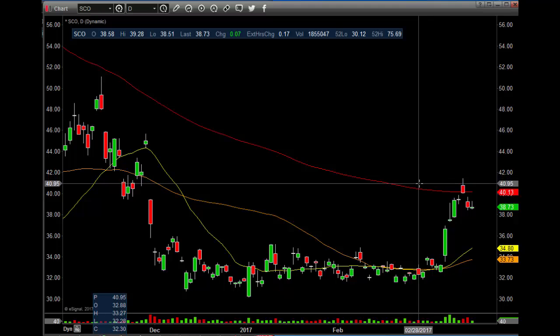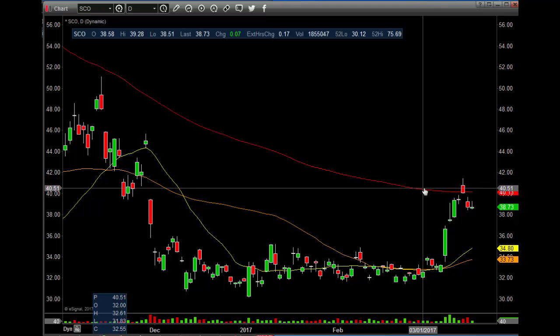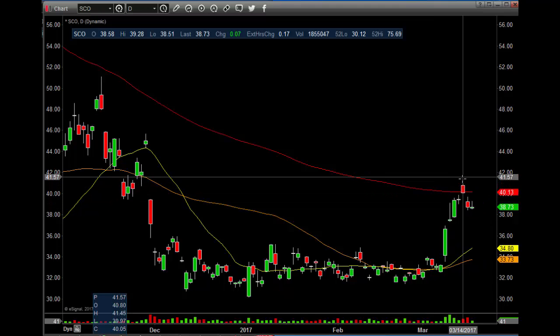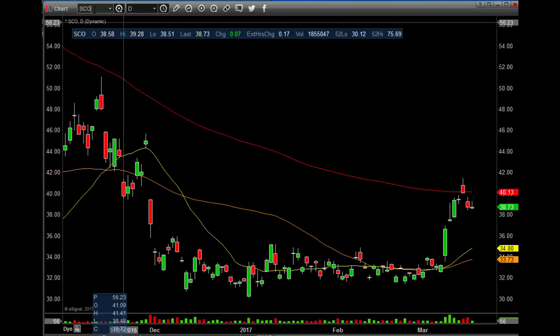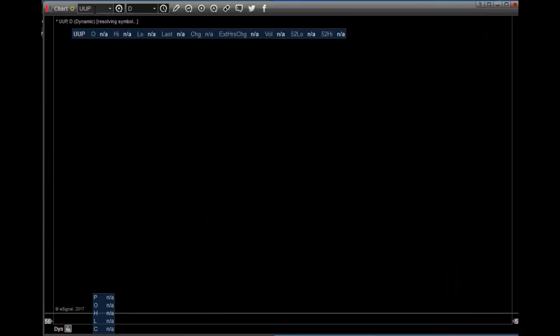Did we fill? No, we didn't fill the gap. We came to the window. Oh, yeah, we did have a gap fill here, too. So you had a pretty good area here to pull back with the 200 MA. So expect to pull back, and it did. Let's go to the UUP.